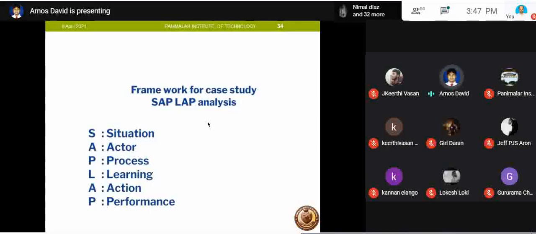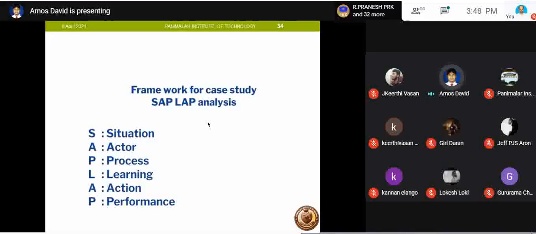This was introduced by one of the IIT professors called Dr. Chakravarti. Okay, SAP lab. Look at it. S stands for situation. Upon which situation you are doing the product, that situation has to be analyzed perfectly. And the next one is the actor. Actor means not the Bollywood or Hollywood actors. Actors are the people who are involved.